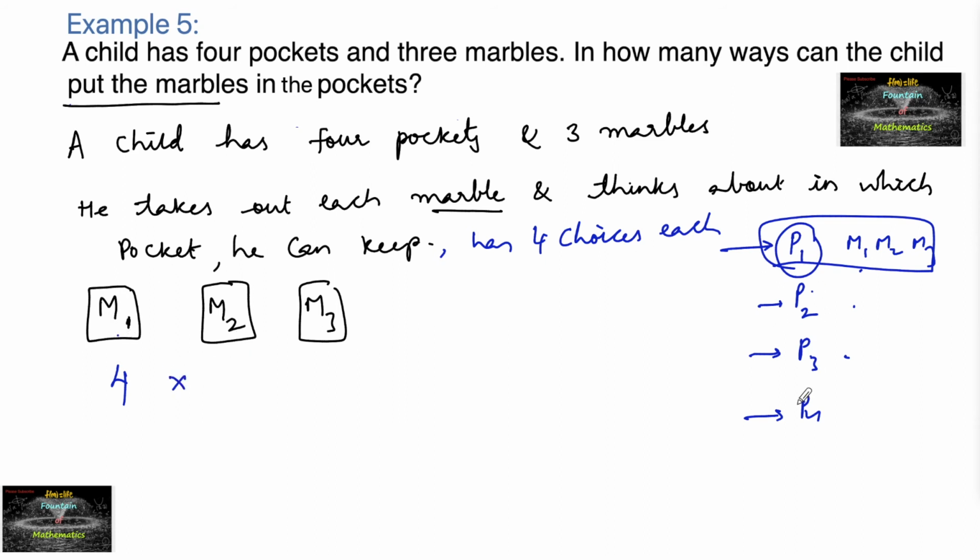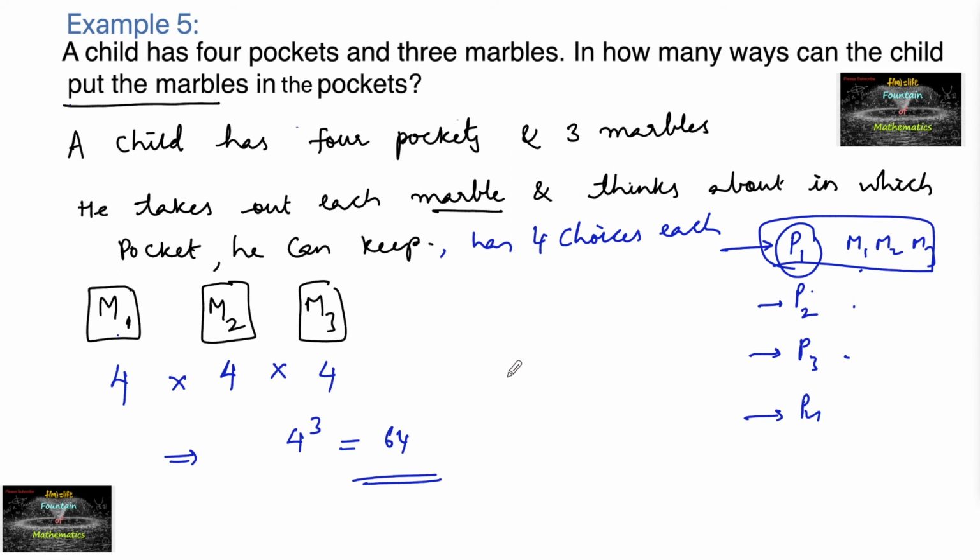But he's having the choice of the first marble in 4 ways, and after keeping that first marble in any of the pockets, now he is having the second marble. There is no choice about this, it's compulsory to think about the second marble. And again he's having 4 choices, whereby he can keep it in any one of the pockets. And the third marble is also having 4 choices. So each marble has 4 choices. By the fundamental principle of counting, this is 4 into 4 into 4, that is 4 cube, which is 64.